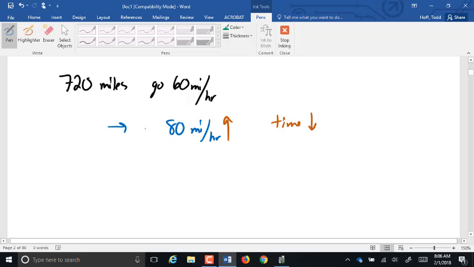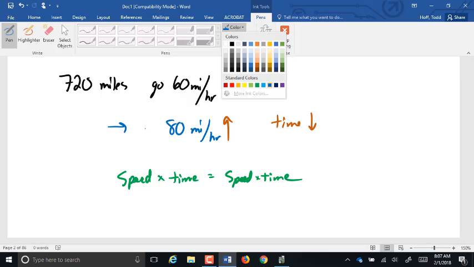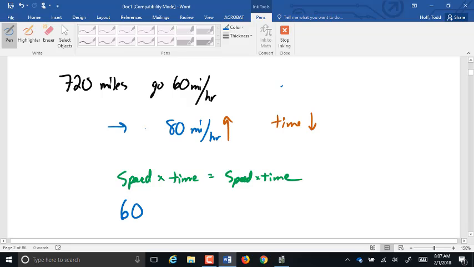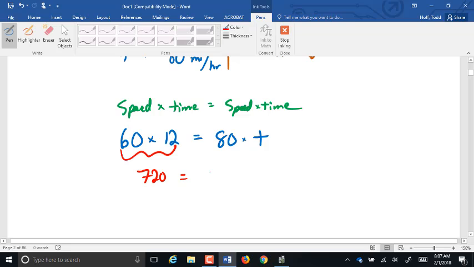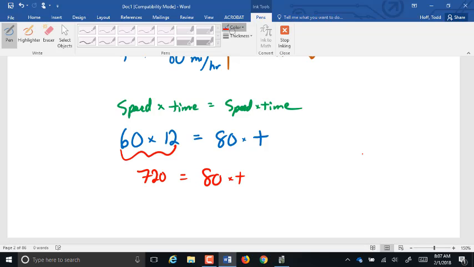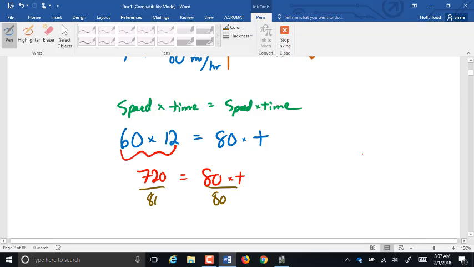The way that relationship works is speed or rate times time equals speed times time. Because remember, speed times time equals your distance. So I know here at 60 miles per hour is my speed. My time would be 720 divided by 60, which would be 12 hours, right? Over here, speed of 80 miles per hour times my time. I'm just going to put it in T. Well, 60 times 12 is 720. I divide by that 80 miles per hour, it drops me to 9 hours for my time. So by moving from 60 up to 80 miles per hour, it drops my time from 12 hours down to 9 hours.